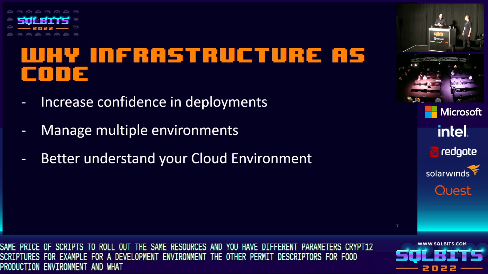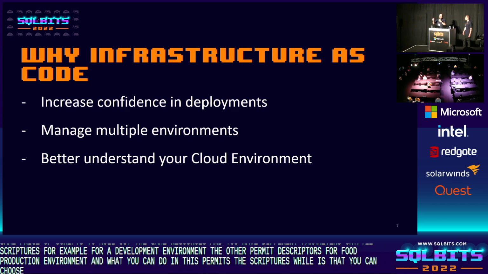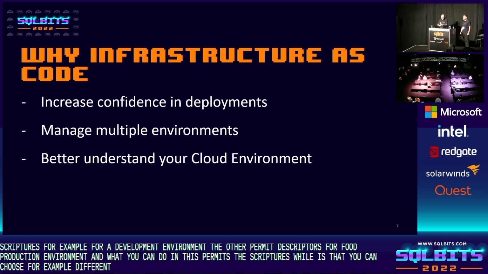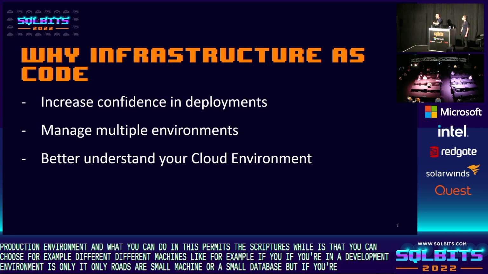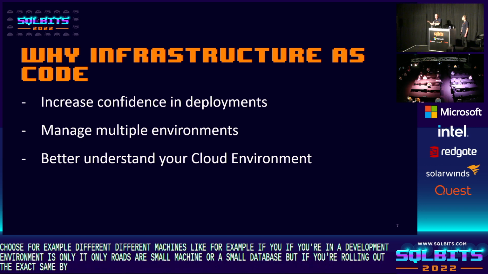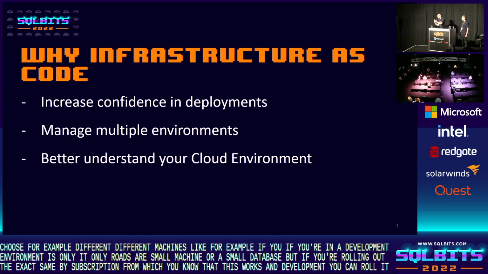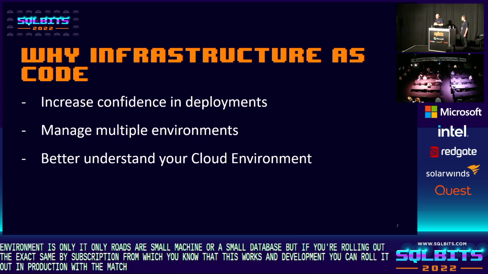In these parameter scripts you can also choose, for example, different machines. If you're in a development environment, it only rolls out a small machine or a small Azure SQL database. But if you're rolling out the exact same Bicep script, from which you know that this works in development, you can roll it out in production with a much larger machine and a much larger database.